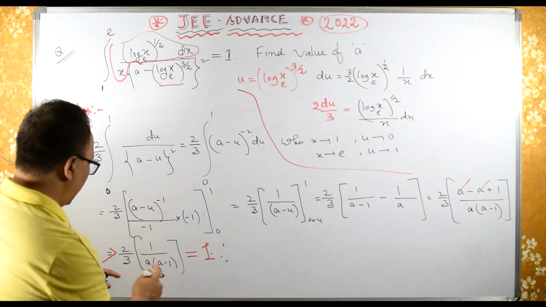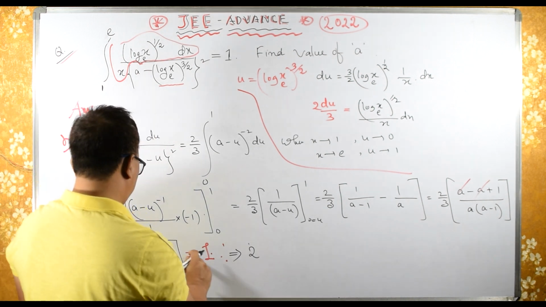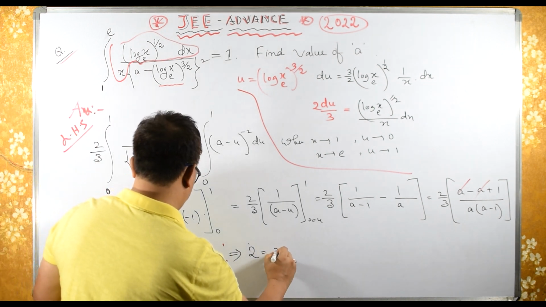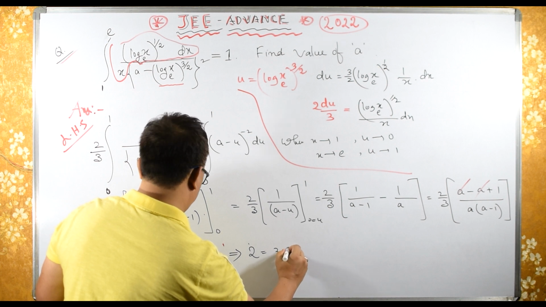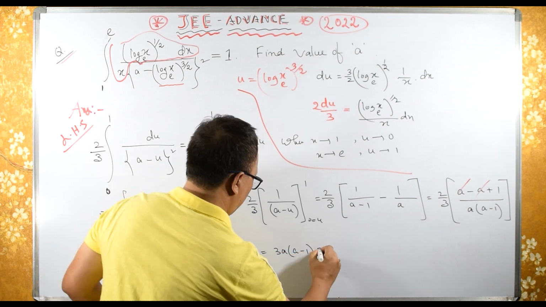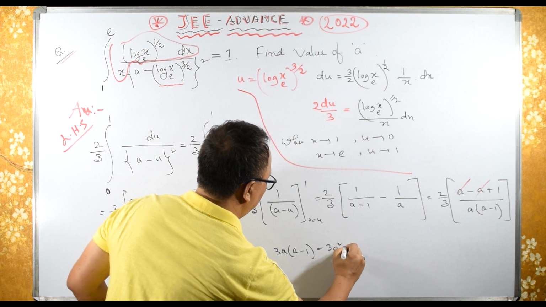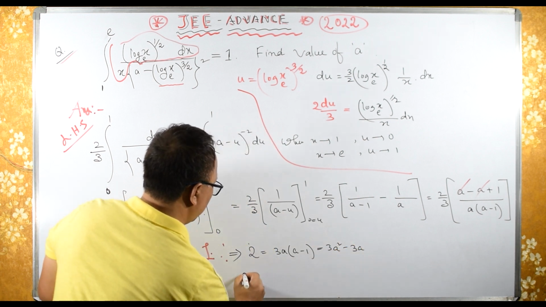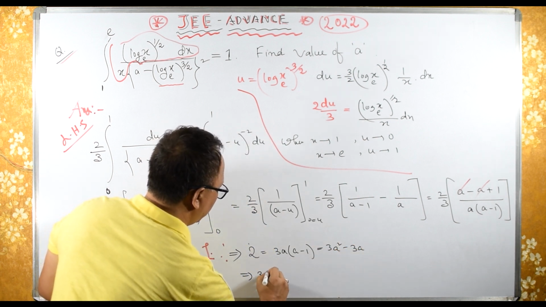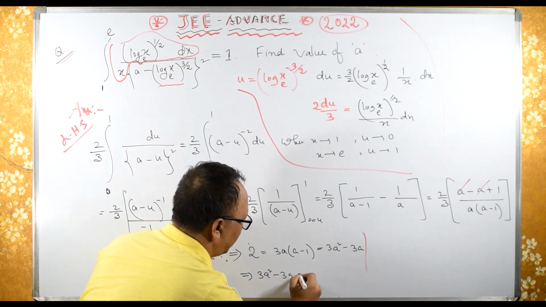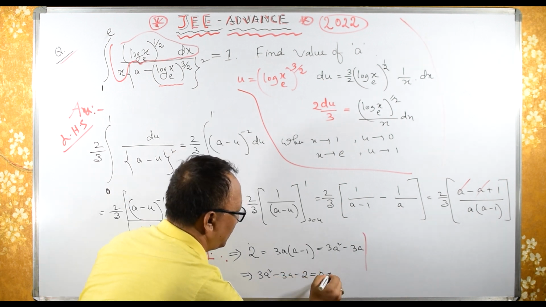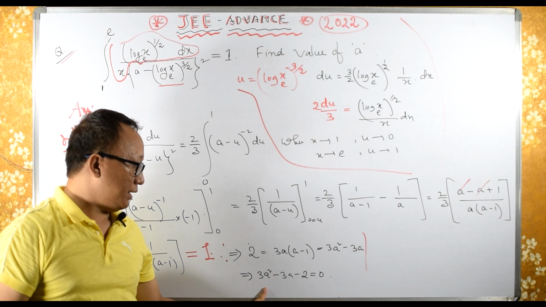So let's cross multiply this. Here 2 equals 3 into a minus 1, which is 3a squared minus 3a. This implies 3a squared minus 3a minus 2 equals 0. Therefore, this is a quadratic in a.